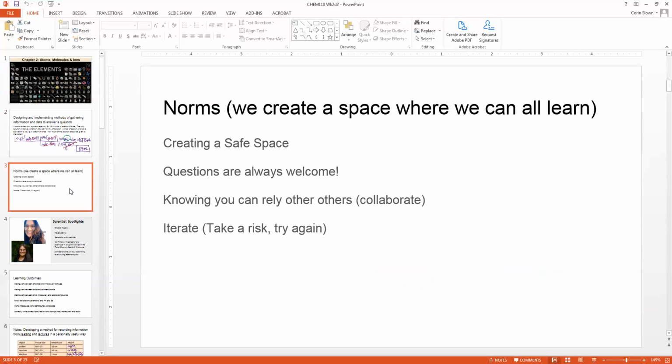Being able to know that you can rely on others. So we're going to build this practice of collaboration, and that will take time for you to become familiar and comfortable with people that you're working next to or with or beside, but we're going to build that. And then this idea of iteration. I want you to take risks. And the only way that most folks feel comfortable taking a risk is if they know that they can try again. So that's really important. We're going to practice that.